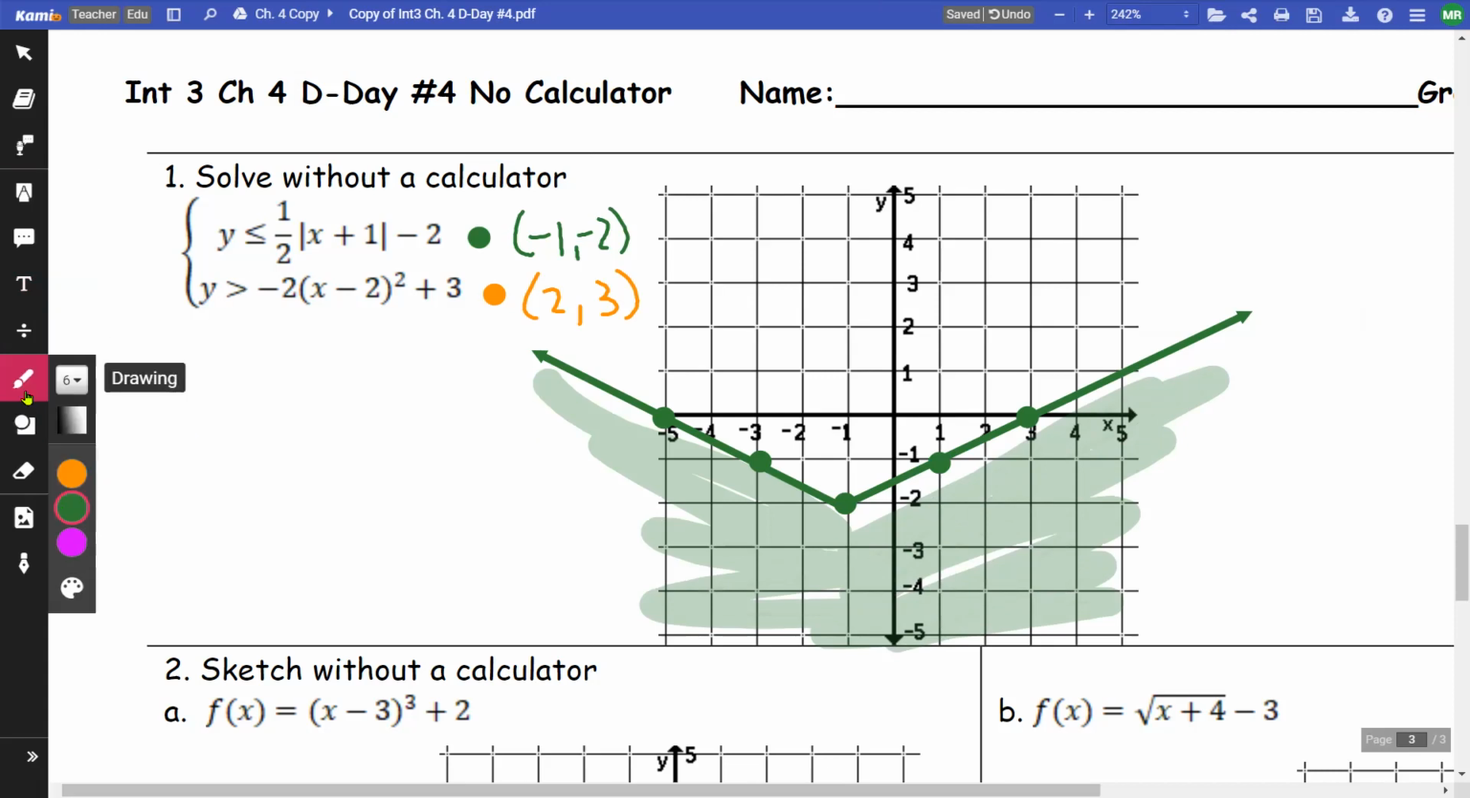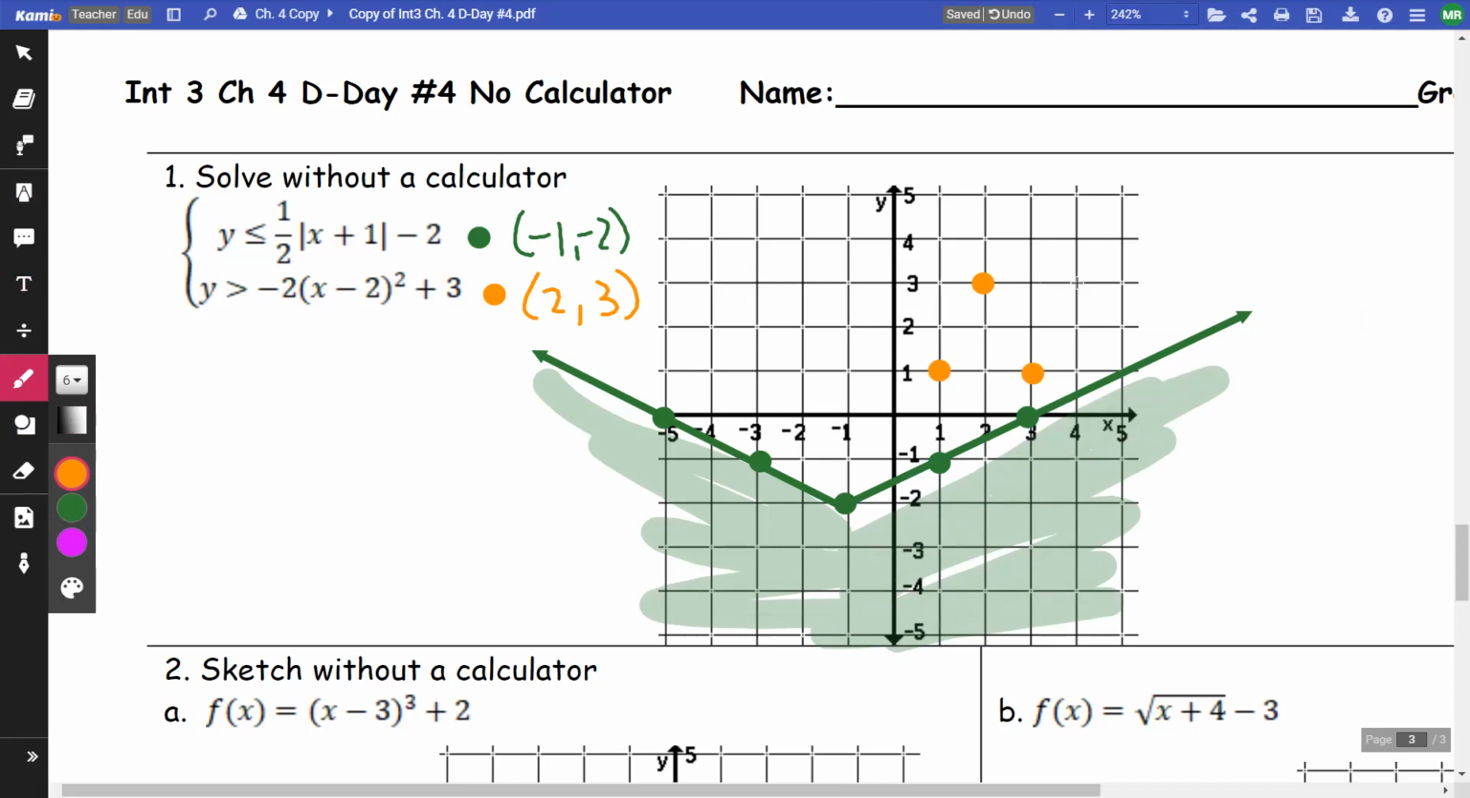For the next one, I'm going to go to 2, 3. And it is a parabola. And it has a -2 as a stretch. So what I'm going to think is I'm going to go out 1 from my vertex. 1 squared is 1, so I'd only go up 1 times -2. I'm going to go down 2 on either side.